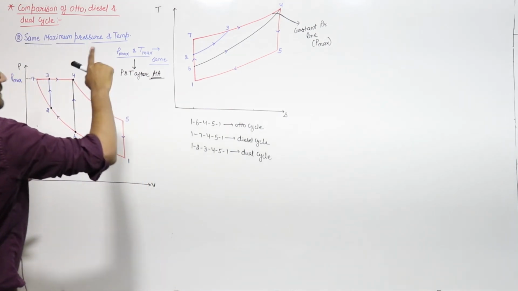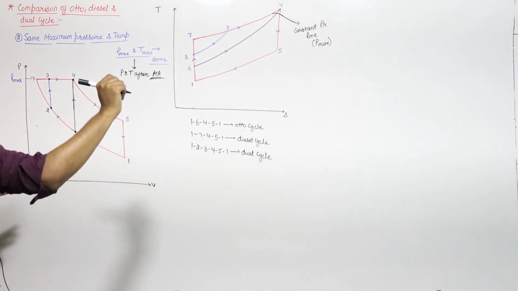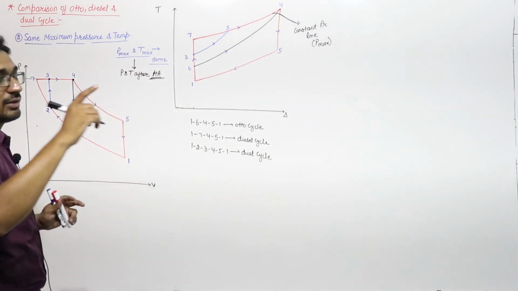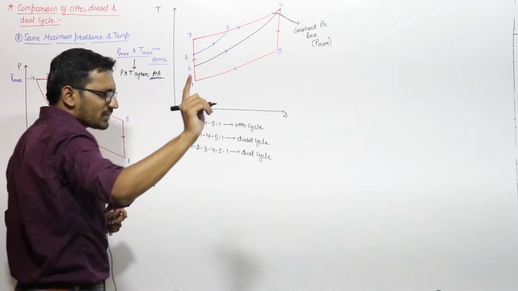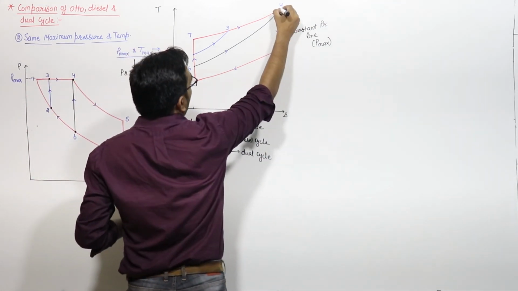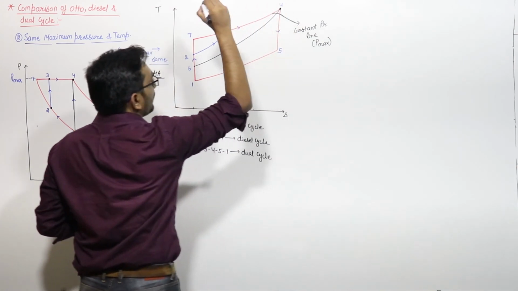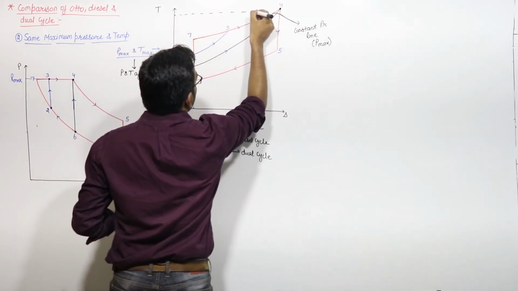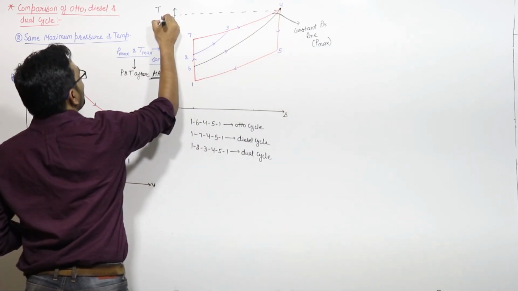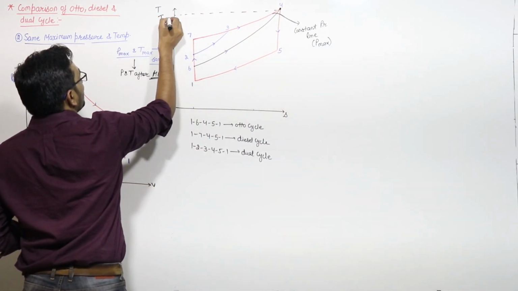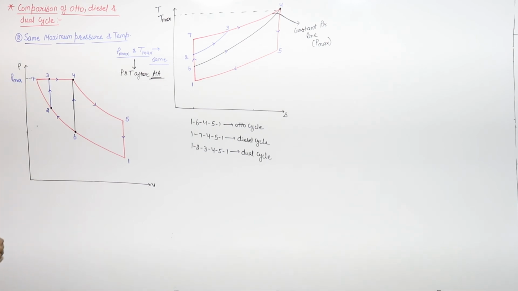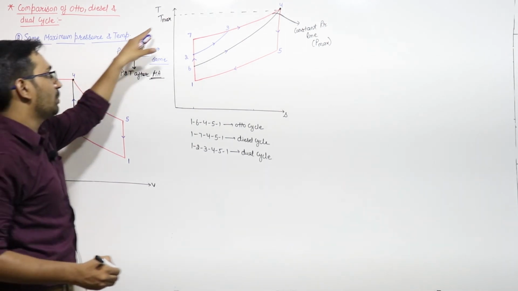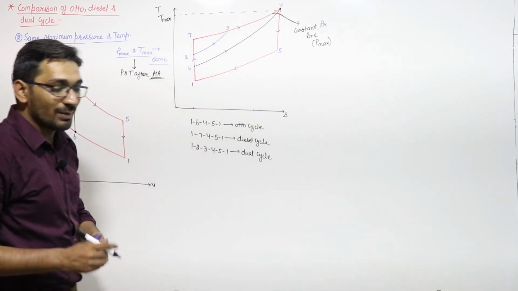So if this 17451 is the diesel cycle, then if you want to draw the dual cycle and Otto cycle, this 4th point will be the end point, because this temperature corresponding to this 4 is the maximum temperature which we have to maintain the same. At point 4 maximum pressure, at point 4 maximum temperature, we have to maintain the same.